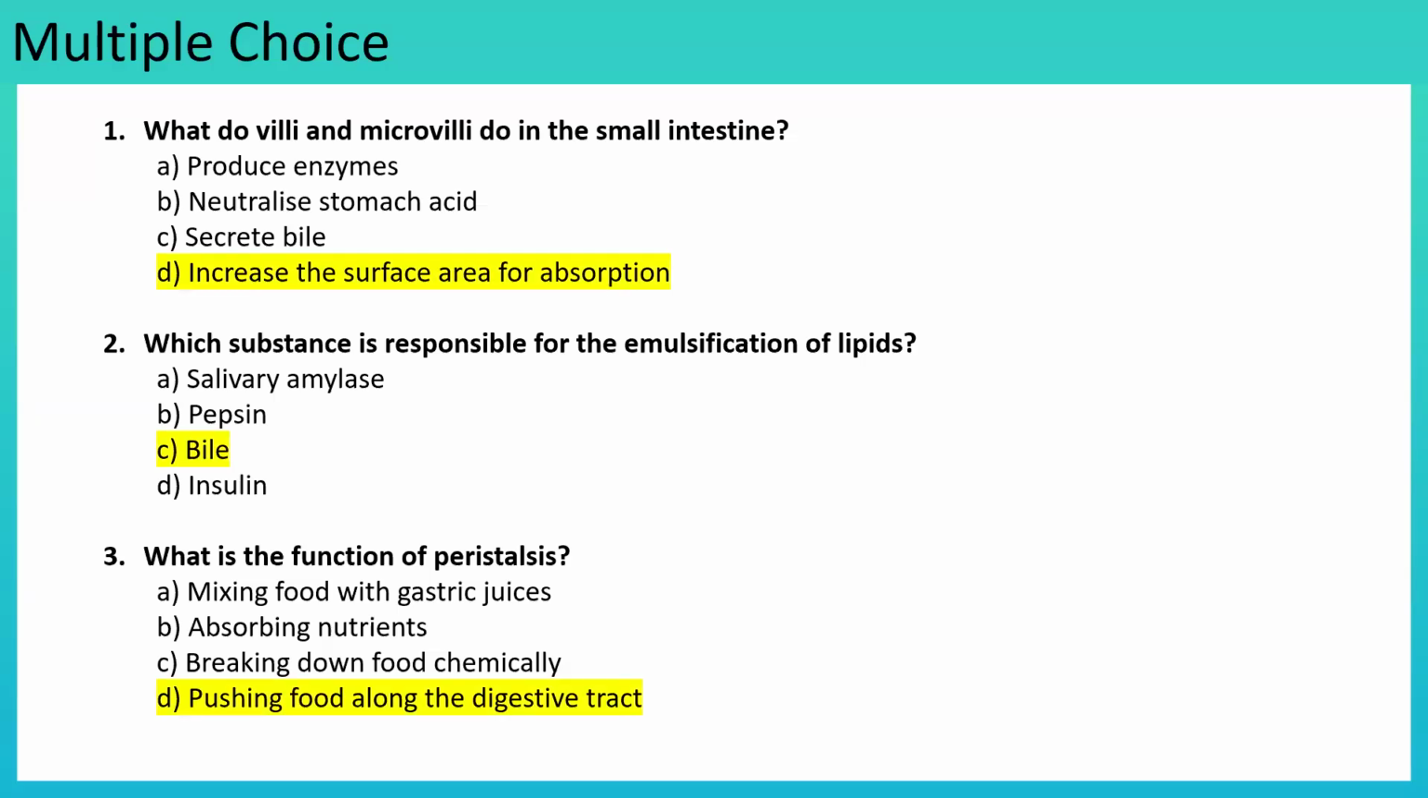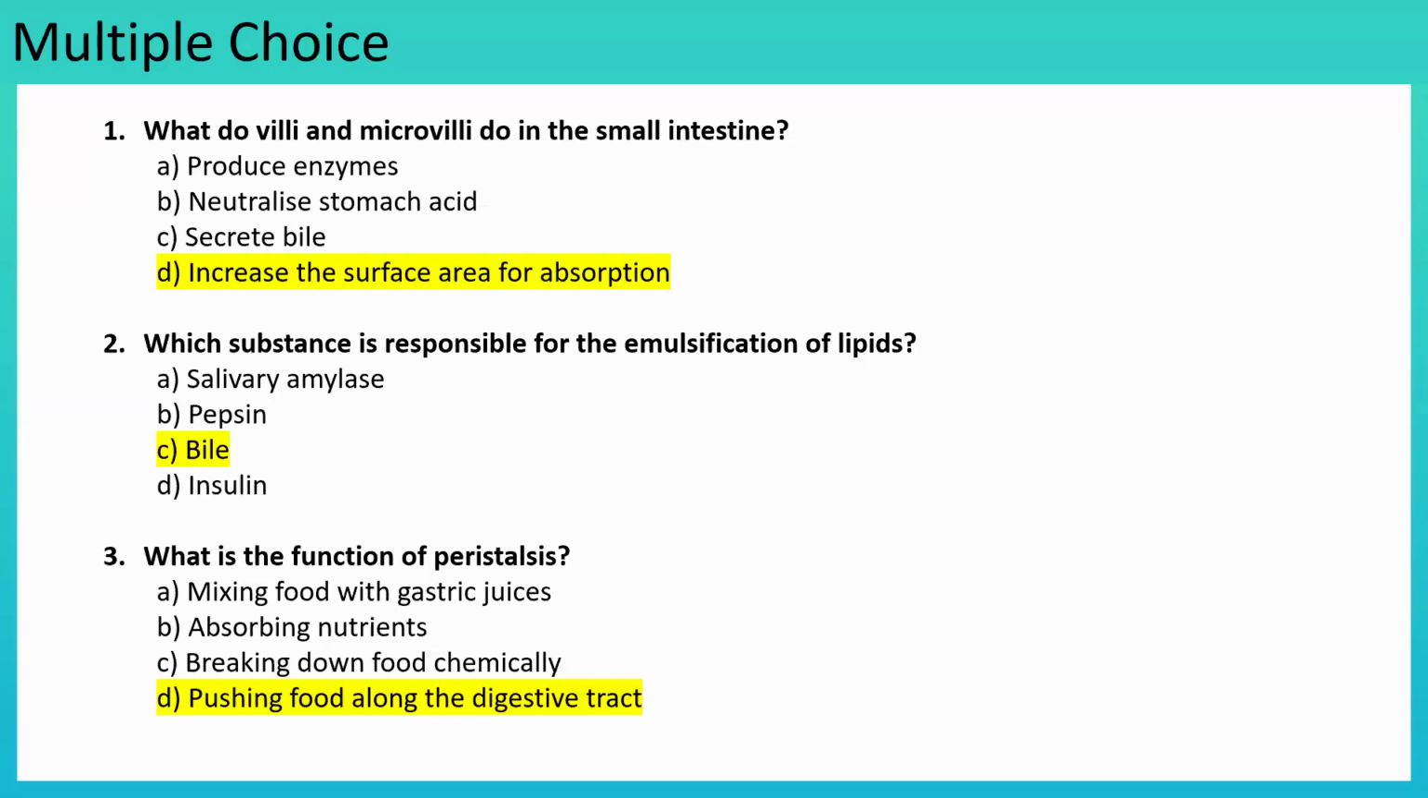So, what do the villi do in the small intestine? Well, these are structures on the small intestine. They increase the surface area for the absorption of food. The emulsification of lipids is bile. Salivary amylase is an enzyme that breaks down starch, and pepsin is an enzyme that breaks down proteins in the stomach. The liver also helps control our blood glucose levels, but we'll talk about that a bit more later on in the course.